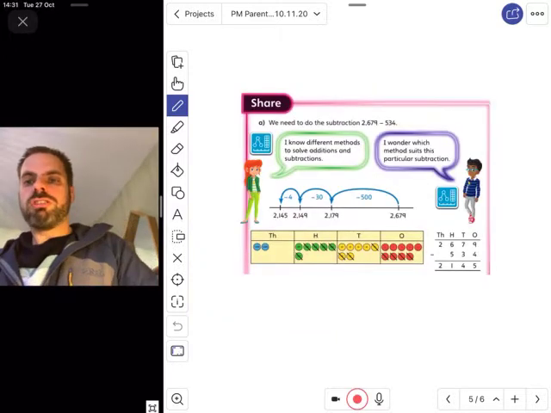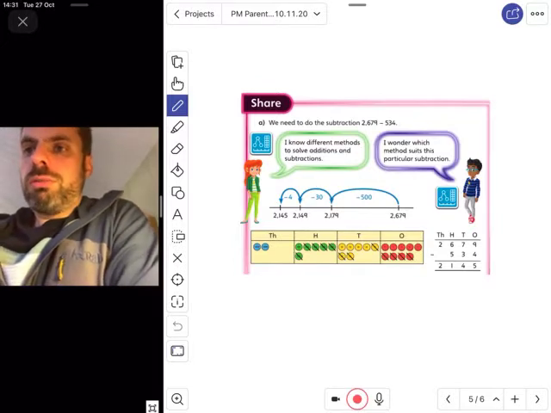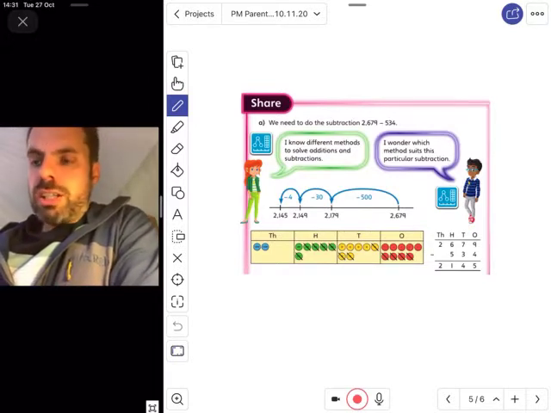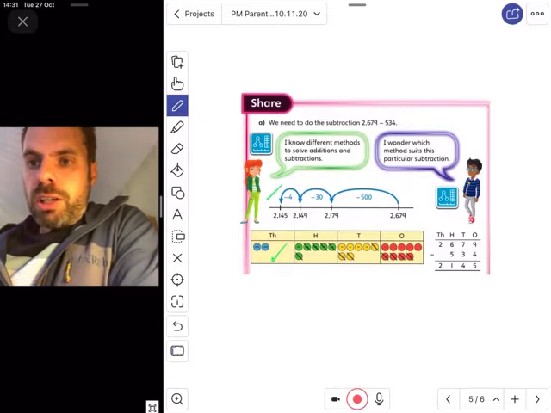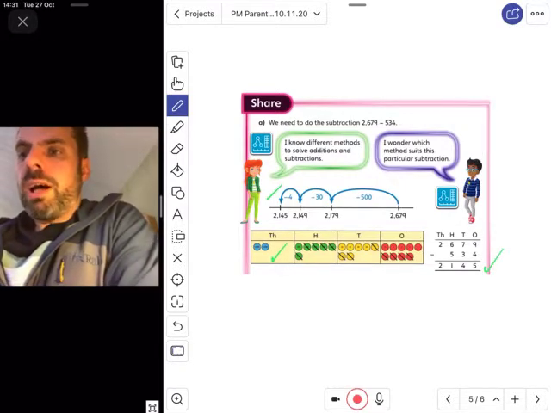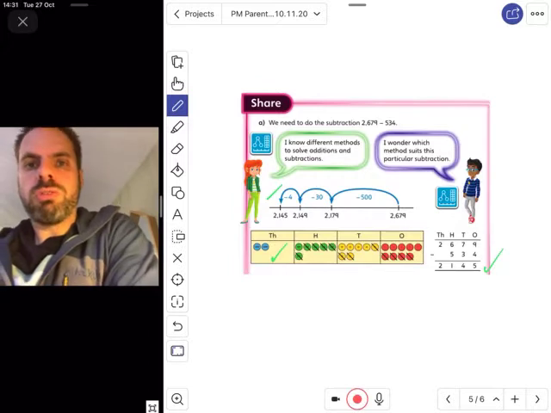So throughout today's session, they'll be looking at things such as this. We need to do a subtraction, 2,679 subtract 534, and they'll be looking at these different models for it, the number line, the place value, and the column subtraction, and it'll be asking the children to think about which one shows it best? Which one is enabling them to work most efficiently?